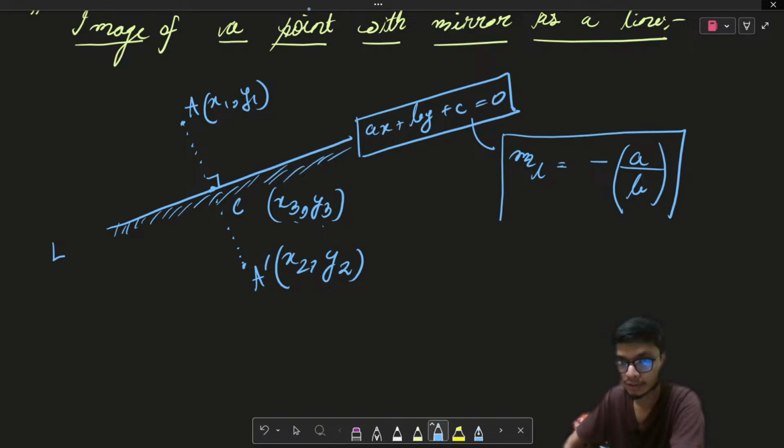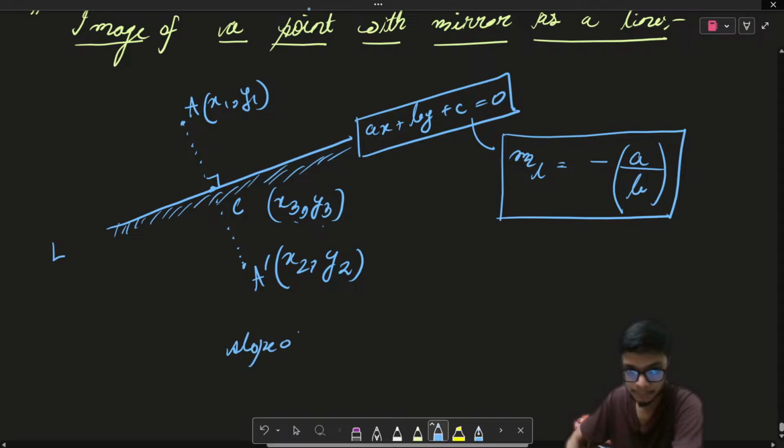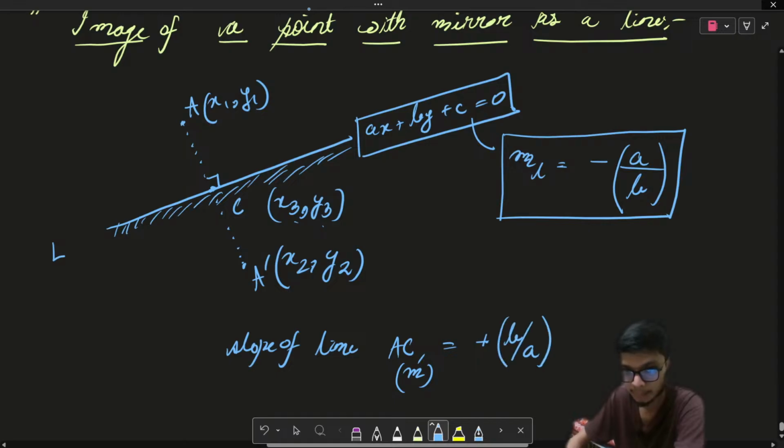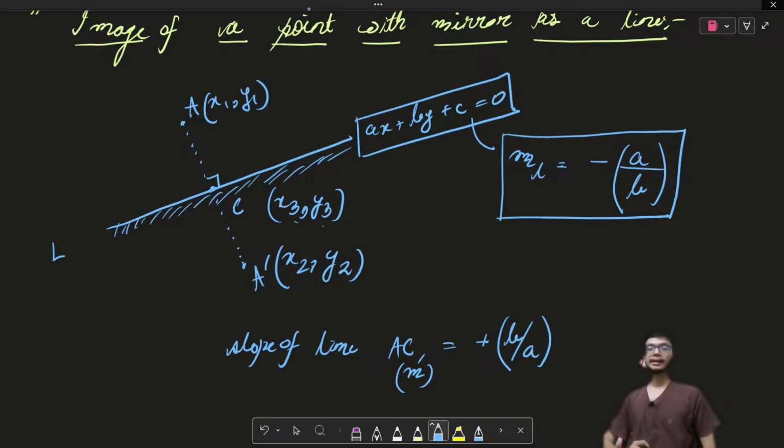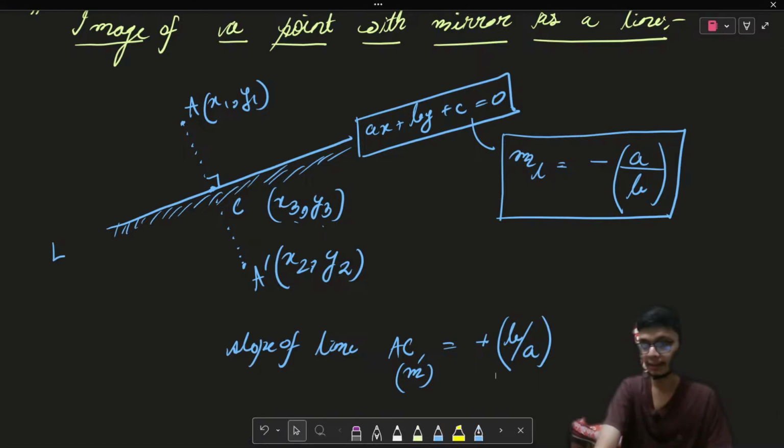So from this equation of the line, I will get the slope of the mirror line, that is basically minus A upon B. So if I have the slope of this mirror line as minus A upon B, the slope of the line AC, let us say m, is going to be equal to plus B upon A. So this particular slope of the line AC is going to be equal to B upon A.